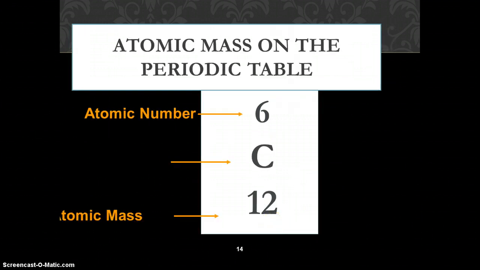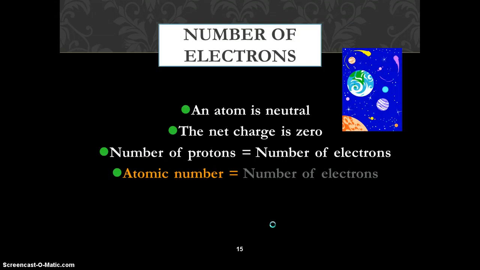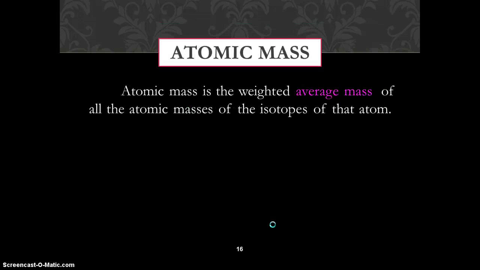So atomic number, atomic mass, and your symbol. The number of electrons can be determined if an atom is neutral and the net charge is 0. That means the number of protons equals the number of electrons, which equals the atomic number. The atomic mass is the average mass of all the atomic masses of the isotopes of that atom.